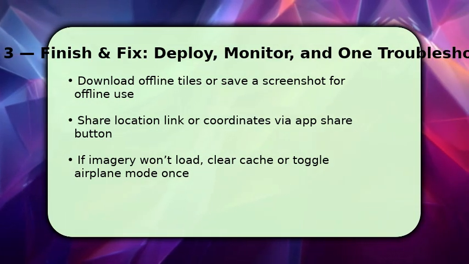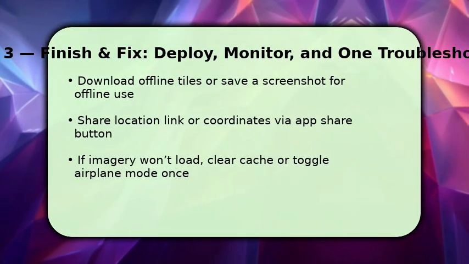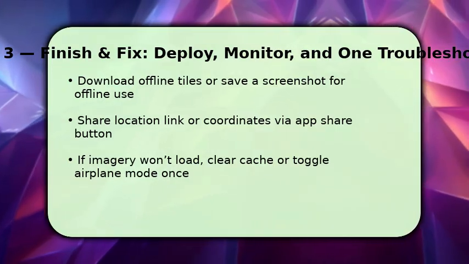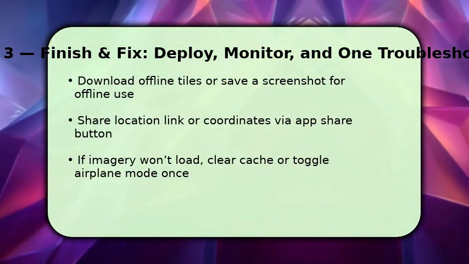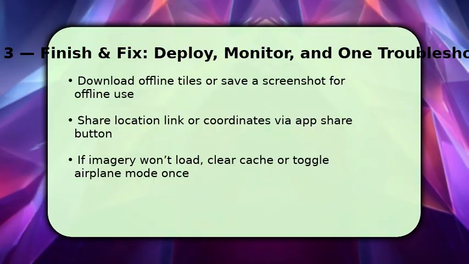If tiles fail to load or appear blurry, clear the app cache or toggle airplane mode briefly to force a fresh connection. Make sure storage isn't full. This final pass ensures you can revisit, share, and recover the live satellite view quickly.